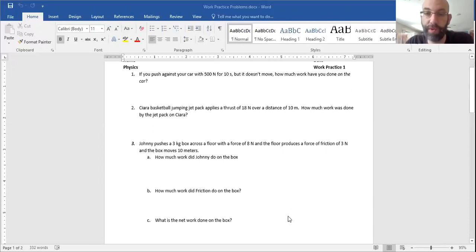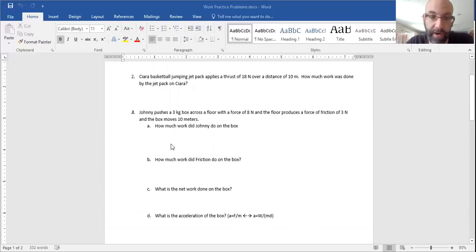All right, let's look at three. We'll do three together. So Johnny pushes a 3 kilogram box across the floor with a force of 8 newtons, and the floor produces a force of friction of 3 newtons, and we know the distance the box moves. So we are going to solve for everything that it asks for. So here we go. All right, so how much work did Johnny do?